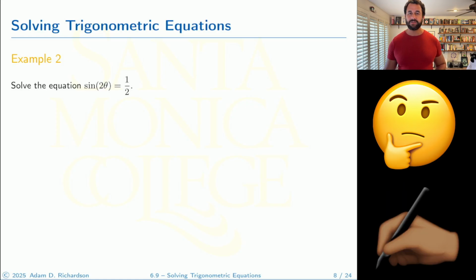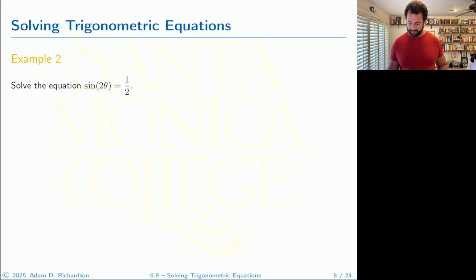Now try to work it out, and I'm going to give you a bit of a tip. You're solving for theta, so be careful. You're going to have to solve it for 2 theta first, and once you know what it's going to be for 2 theta, then you can find out what it's going to be for theta. All right, that's my hint. Now let's do this one together.